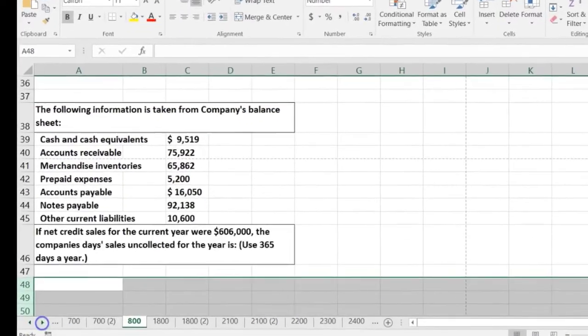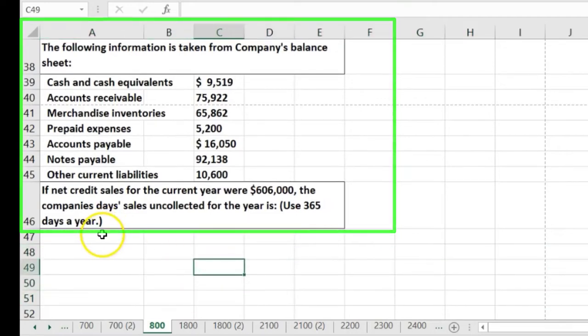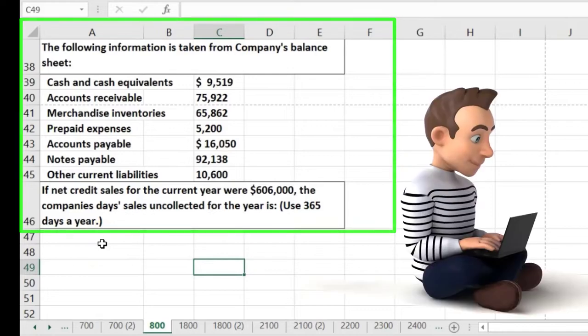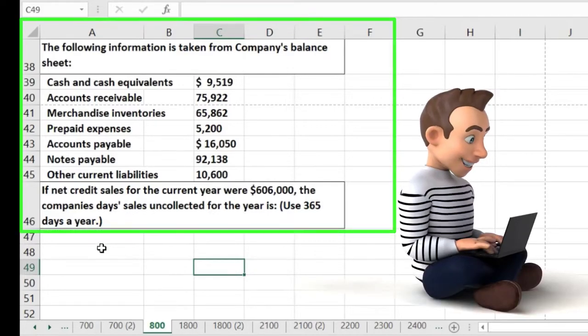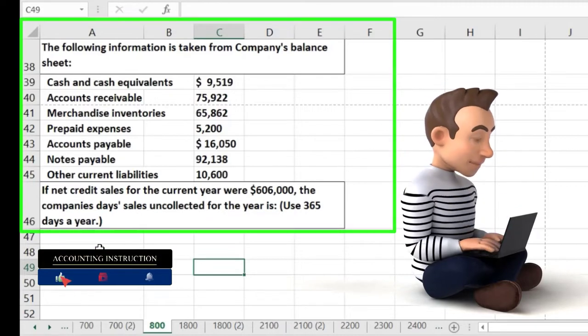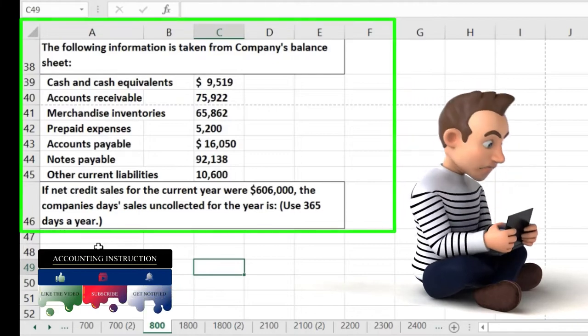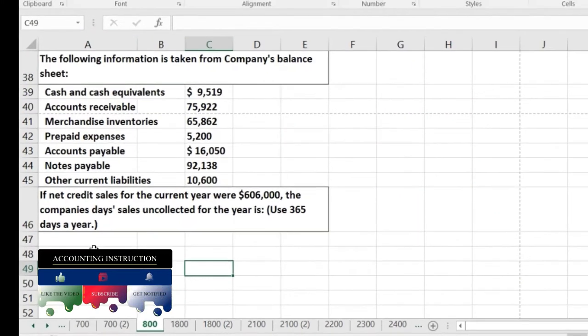We have the following information taken from the company's balance sheet. I'm going to skip down to the bottom before we read off the balance sheet amounts here, and it says, if net credit sales for the current year was 606,000, the company's days' sales uncollected for the year is what? And then we're going to use 365 days in a year. We're going to assume it's a 365 day year, not a leap year or anything.